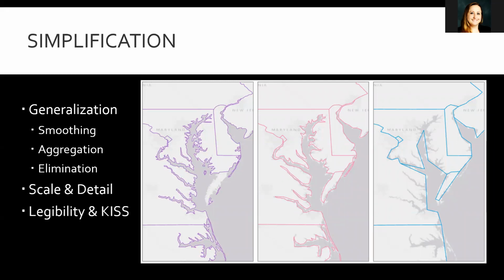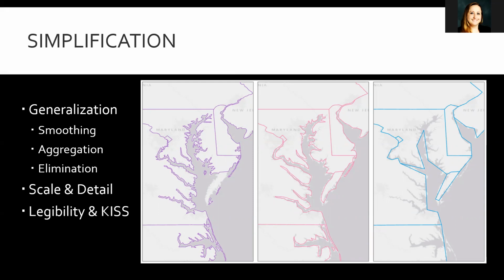Map simplification, or generalization, removes some of the data that's displayed in the map that isn't necessary for your reader to actually understand what's happening. So when you're thinking about simplifying a map, think about zooming in and out of Google Maps and how the features that you see change.